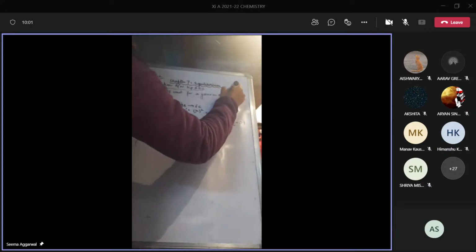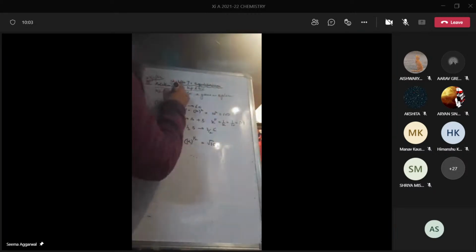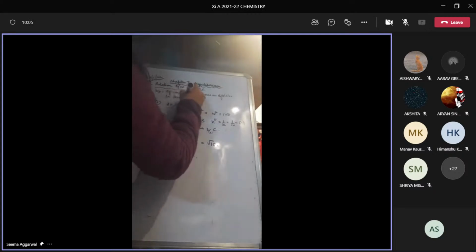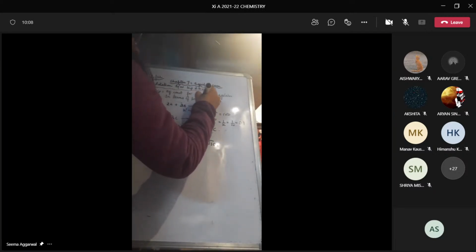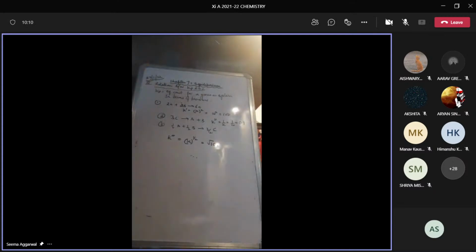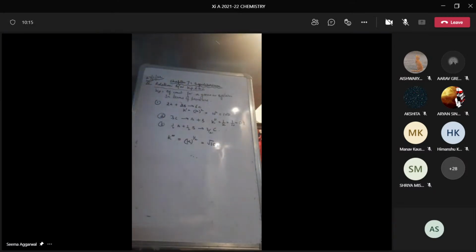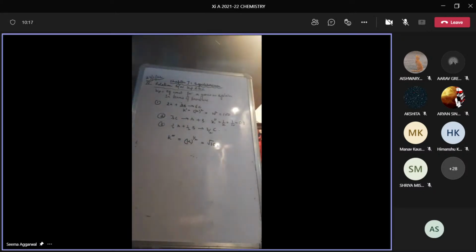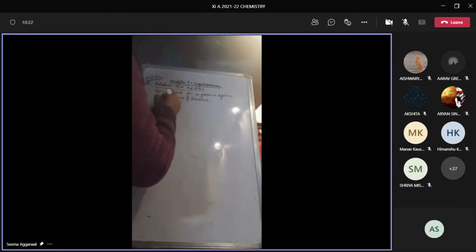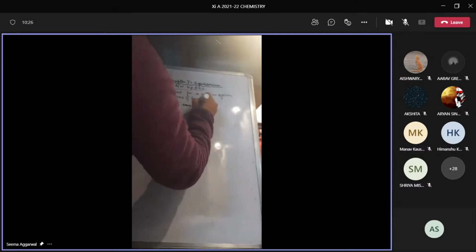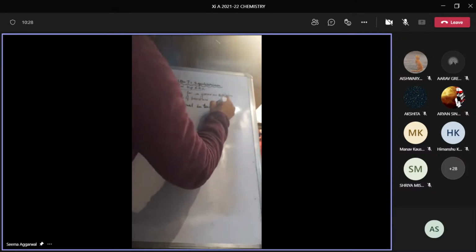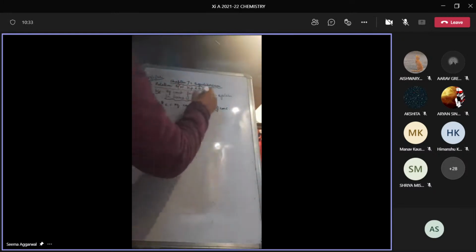Gaseous system means in terms of pressure. Kp means equilibrium constant for a gaseous system, in terms of pressure. Now what is Kc? Kc means in terms of concentration. Equilibrium constant in terms of concentration. It can be for any system, but it is in terms of concentration, and Kp is in terms of pressure.